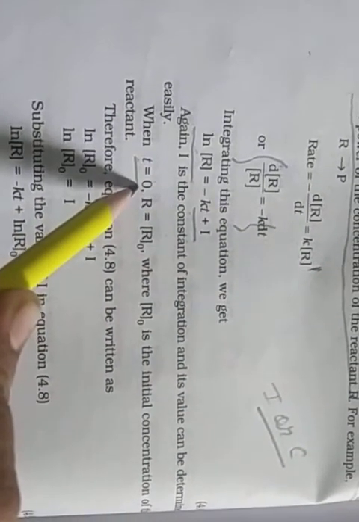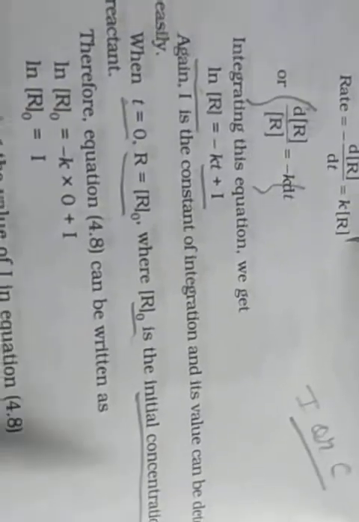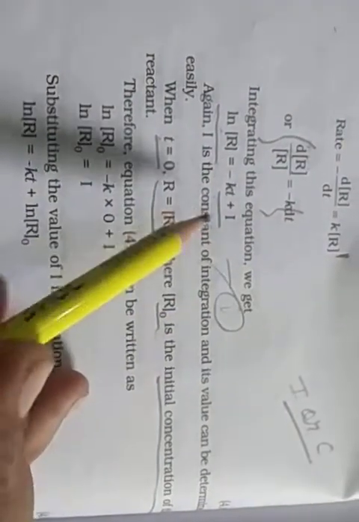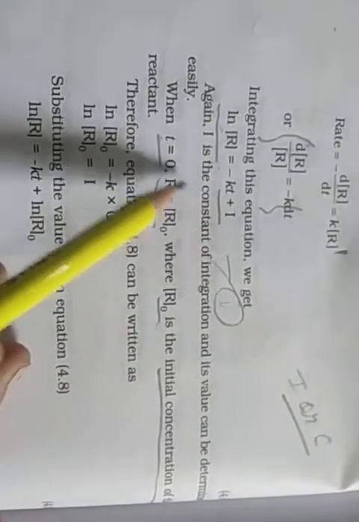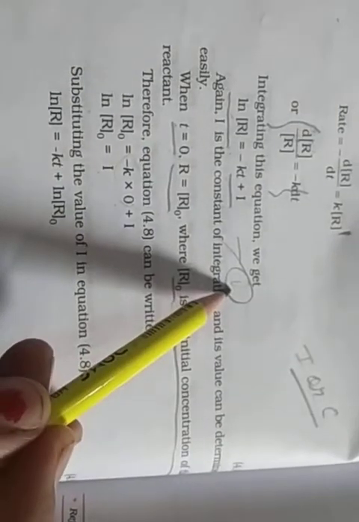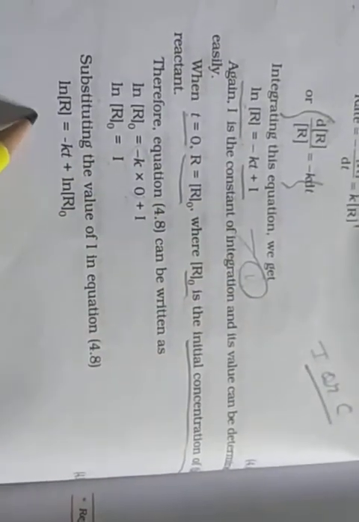Okay, similar to the zero order, when t is equal to 0, R is equal to R naught, where R naught is the initial concentration of the reactant, that is, the concentration at the time t is equal to 0. Then put this value in this equation. So ln R naught is equal to minus k times 0 plus I. So this is the 0 value, so ln R naught is equal to I. So the I value is ln R naught. Put this value in the equation: ln R is equal to minus kt plus ln R naught.